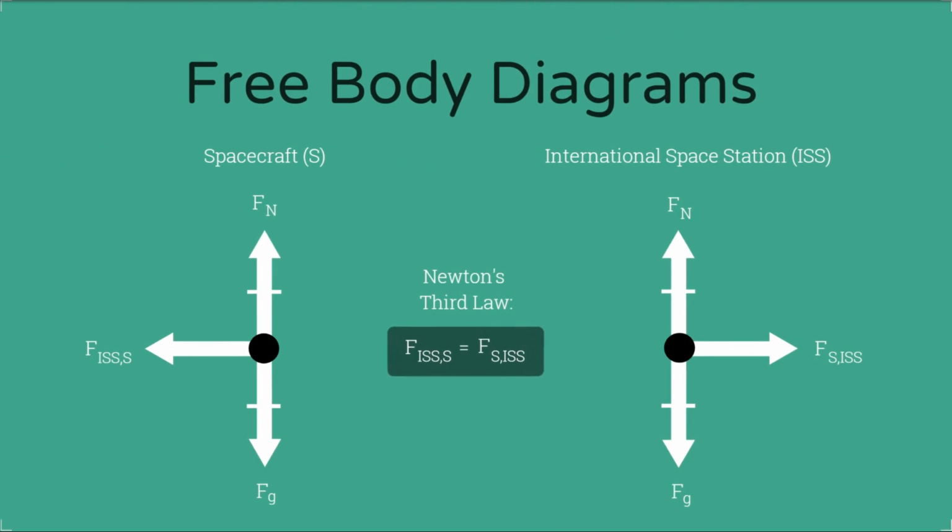Before we begin, let's look at our free body diagrams. Both the spacecraft and the International Space Station are not moving up or down. Because of this, the normal force is equal to the force of gravity. However, there is the force of the ISS against the spacecraft and the spacecraft against the ISS because of the ejection. Newton's third law also proves that the force of the ISS against the spacecraft is equal to the force of the spacecraft against the ISS. This is crucial to solving our problem, as you'll find out later.